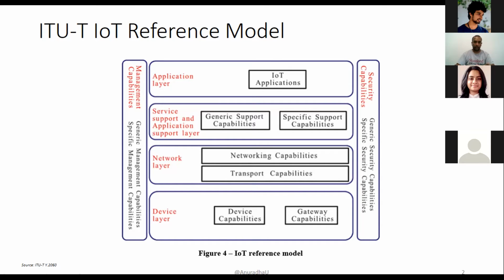And covering all the layers, we have the management capabilities and the security capabilities. So they are not mentioned as layers. Of course, in the architecture itself, or the reference model itself, there are sort of 2 pillars on either side of the layers. They are mentioned as capabilities because they are applicable to all the layers. For example, if you take security, security needs to be addressed at the device layers.